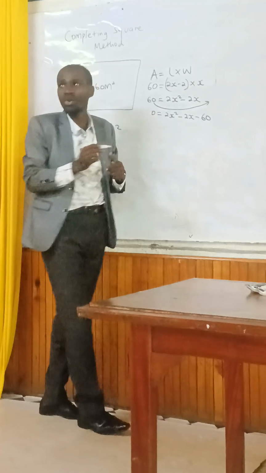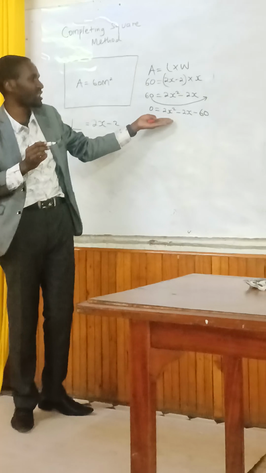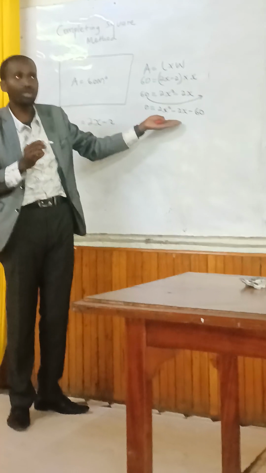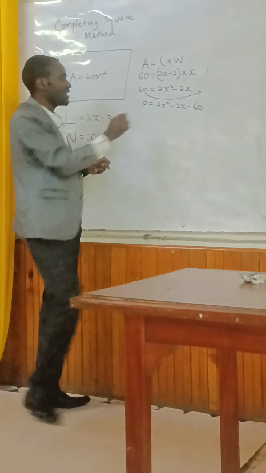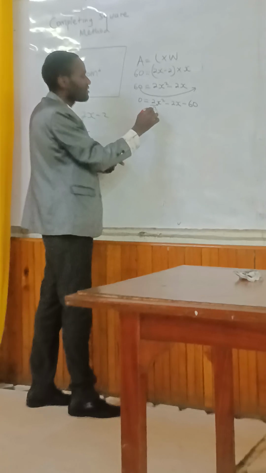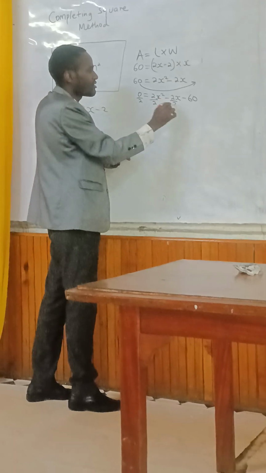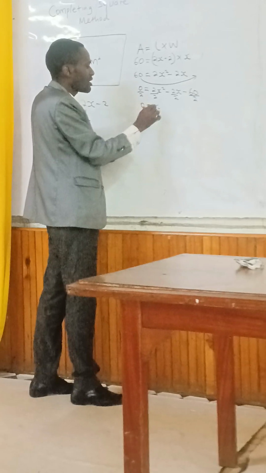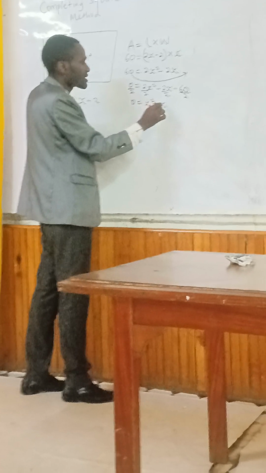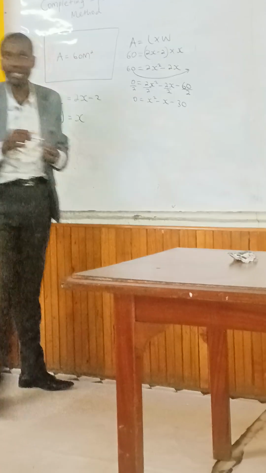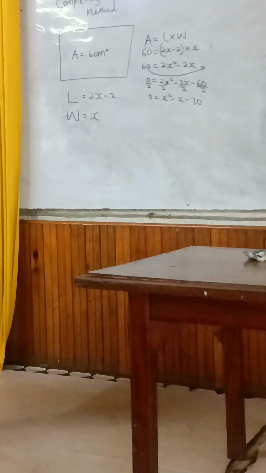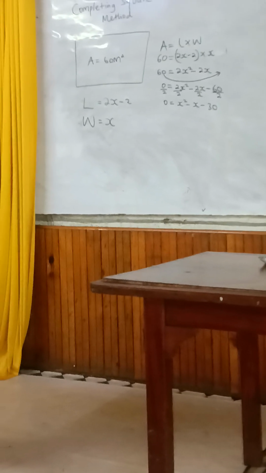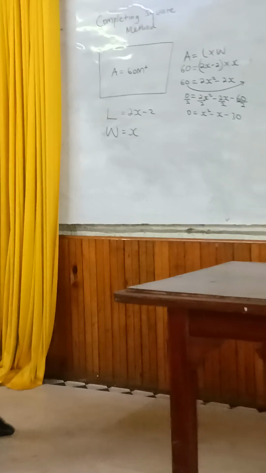What did I tell you? When you have a quadratic equation and there's any common divisor you can use to divide all through, you're allowed to do that. So you shall divide all through by which number? 2. So divide by 2, divide by 2, divide by 2, and then divide by 2. So I'll have 0 is equal to x squared less x less 30. That is our quadratic equation. And we want to use what we call the completing square method to solve that in terms of the value of x.